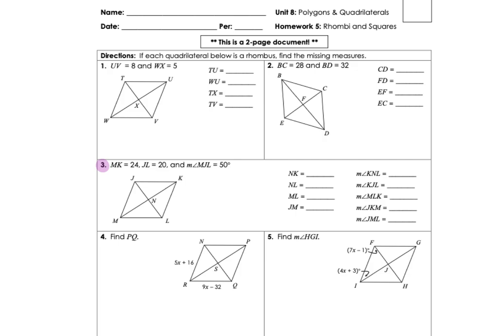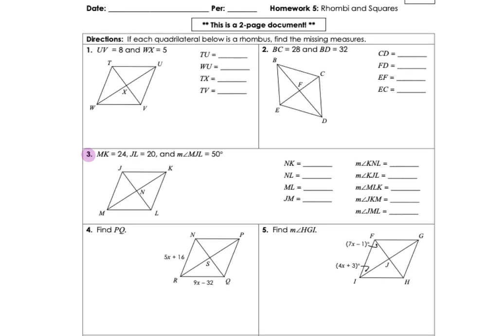So here we go. Number 3, first of all, super important. Remember, words matter. It says if each quadrilateral below is a rhombus. So we are working with a rhombus. If you think about rhombi, I'm going to mark up a few things, and then we're actually going to do number 3. A rhombus has 4 congruent sides, and it has perpendicular diagonals. And the diagonals bisect the angles.